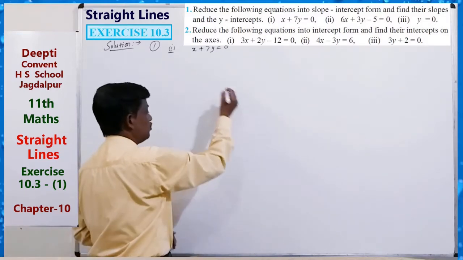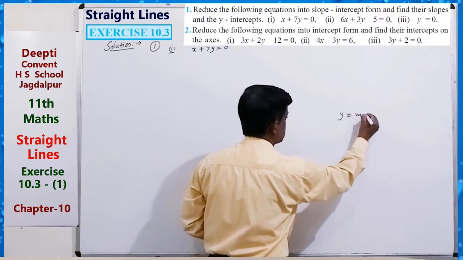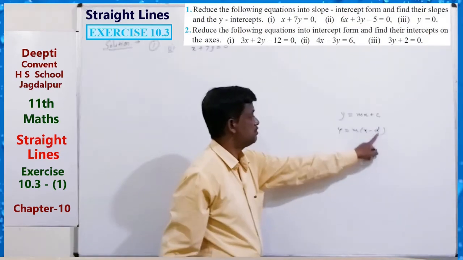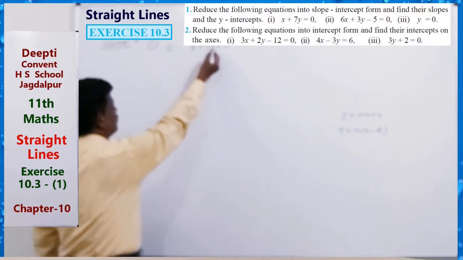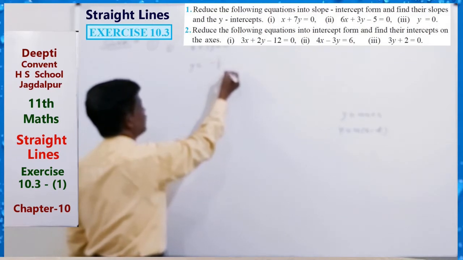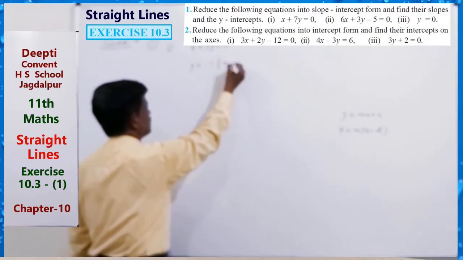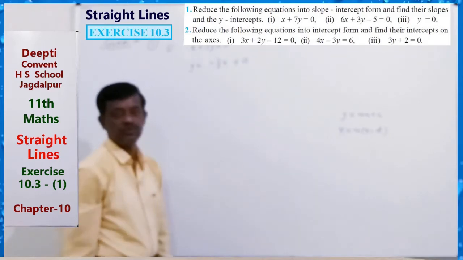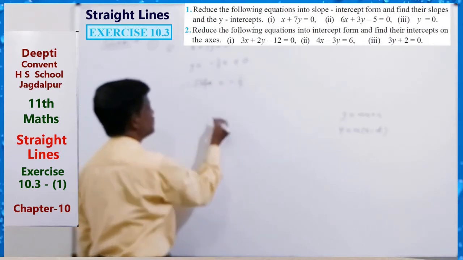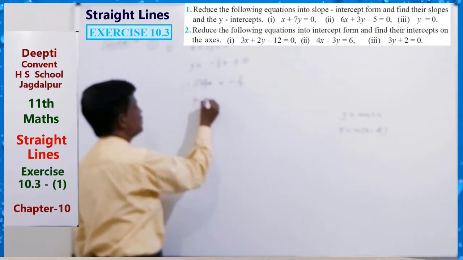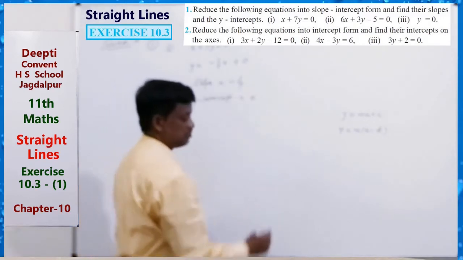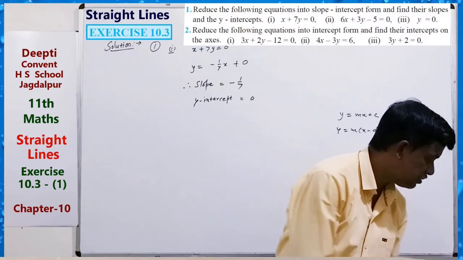Clear? So we know slope intercept form is y equals mx plus c, and also y equals mx minus b. This is x-intercept, this is y-intercept. Coefficient of y is not equal to 0, so we can write y equals minus 1 upon 7 x plus 0. So slope is minus 1 upon 7, and y-intercept is equal to 0. Clear? Y-intercept equals 0.